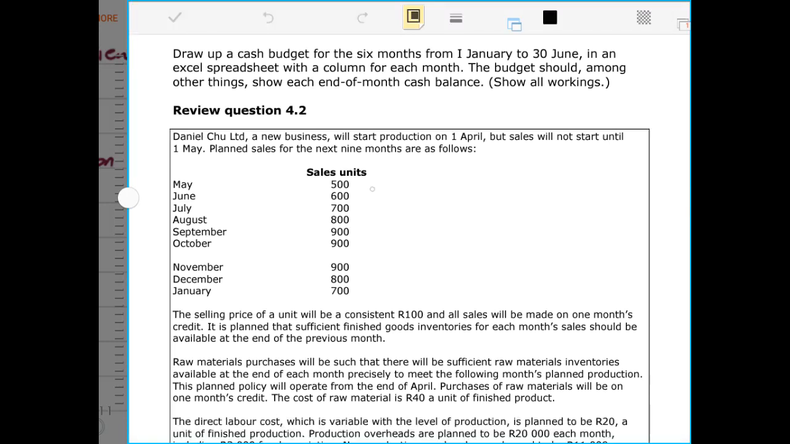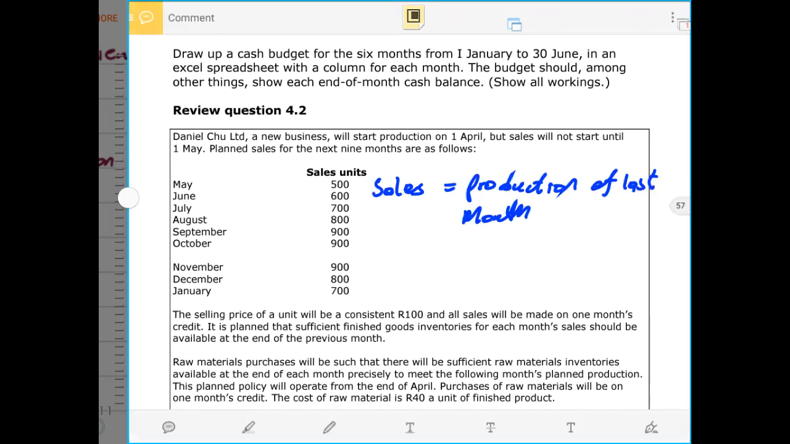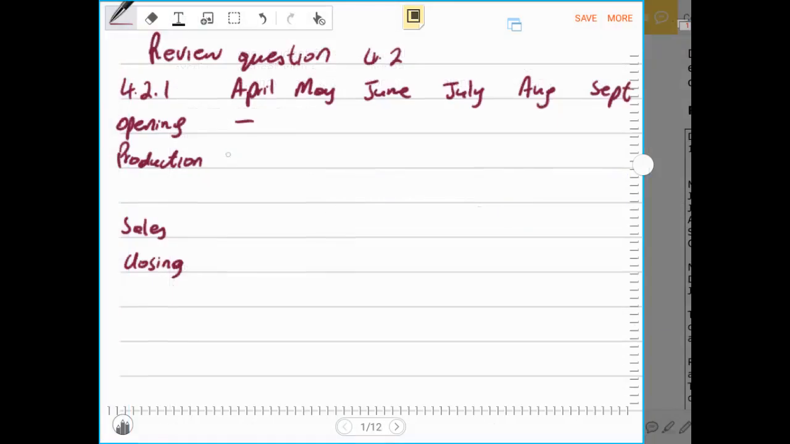In other words, we can just say sales is equal to production of last month. So it means the sales that we see is the production of the last month. That's what it simply means. Now let us record the production for April, which is the sales of May. Production will be 500.